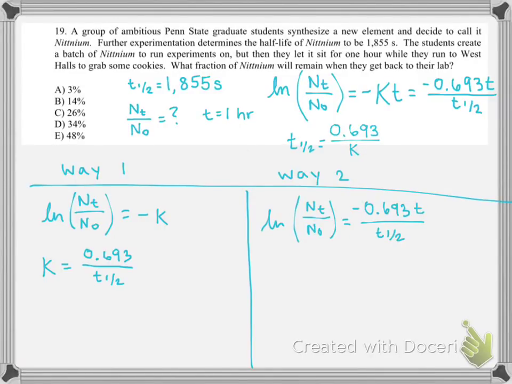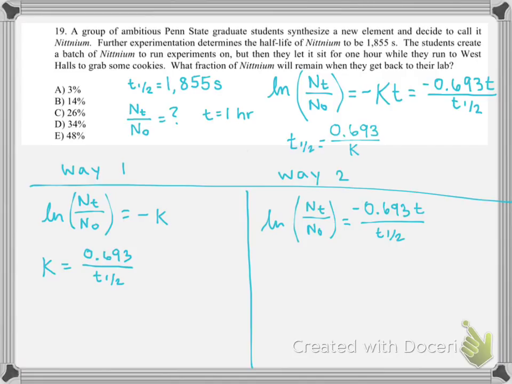So for number 19, we have an ambitious and hungry group of Penn State graduate students that are synthesizing a new element called nitneon. They figure out the half-life, but then they go to get cookies. And so then they go to West Halls, get some cookies, and it takes them about an hour to do that. And they wonder how much nitneon will be left when they get back to lab.